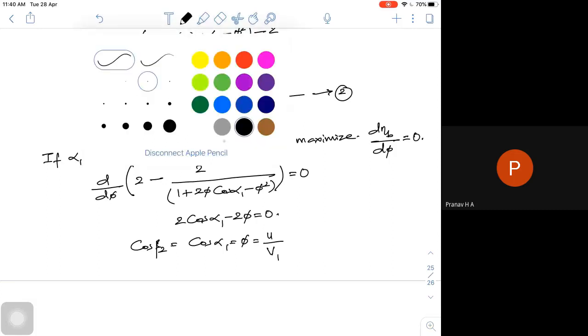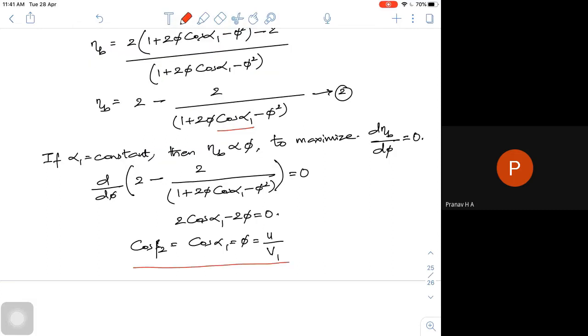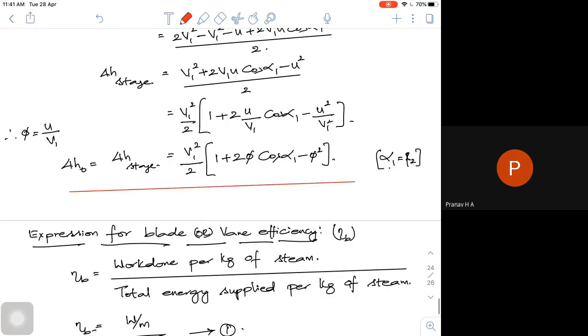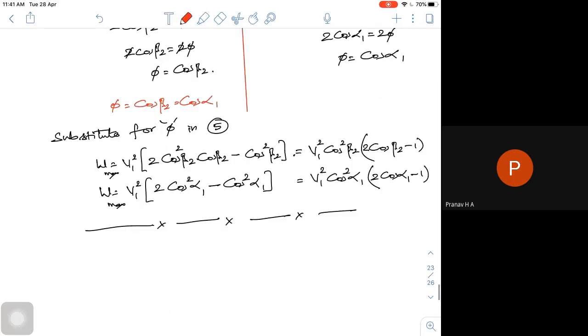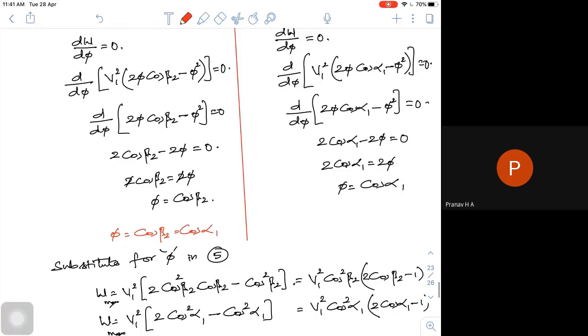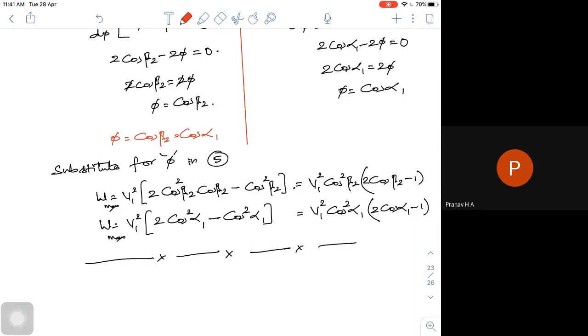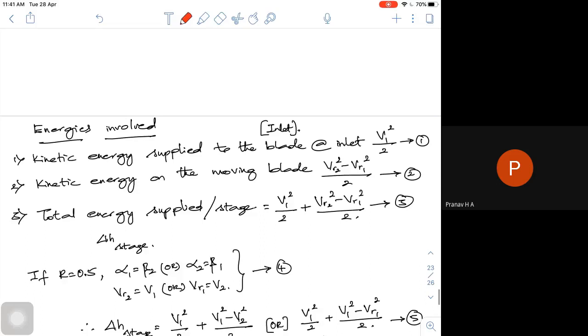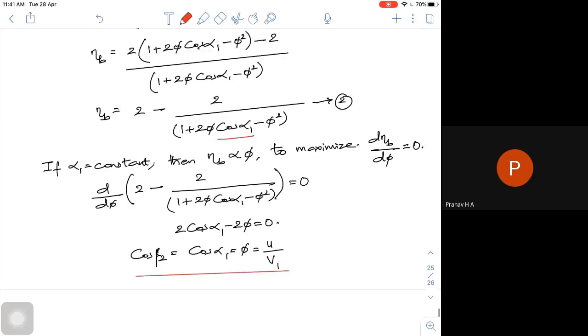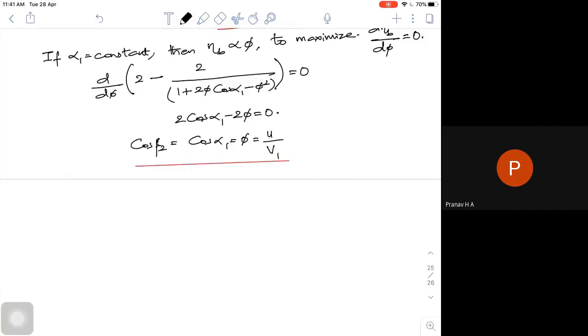So I want you people to try this. This is a very simple thing. Already we have got this: cos alpha 1 is equal to cos beta 2 is equal to phi. If you go back and see for your work done, we already got a similar expression, a similar condition. So my condition for work done and this one end up with the same thing: phi is equal to cos alpha 1, which is equal to cos beta. Now substitute this in your blade efficiency.